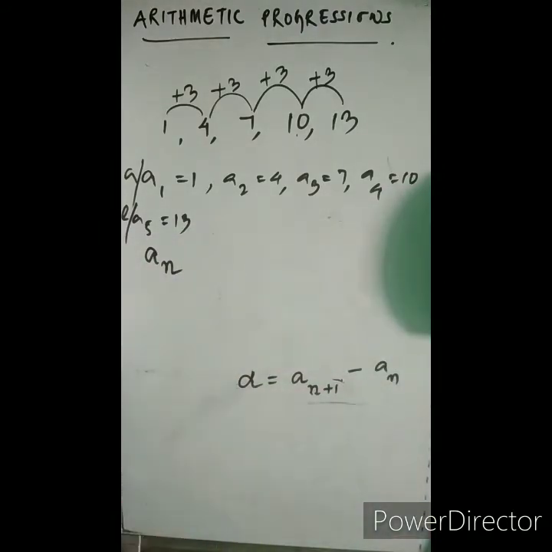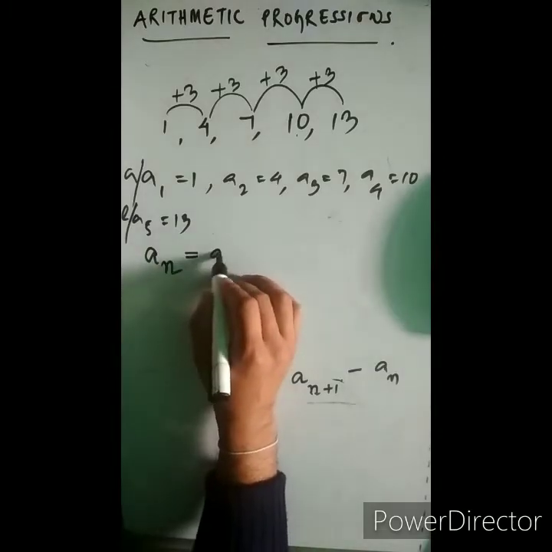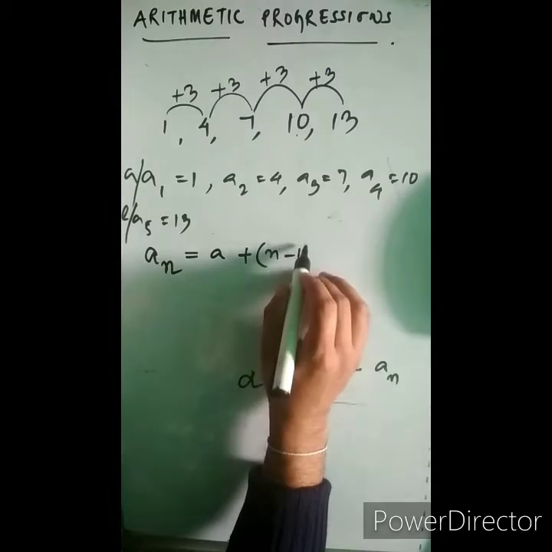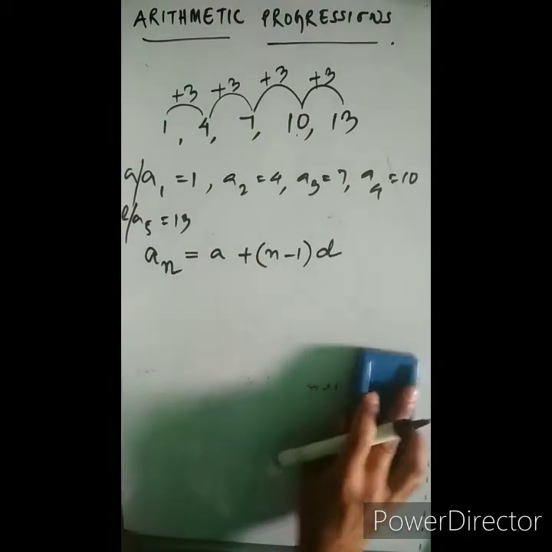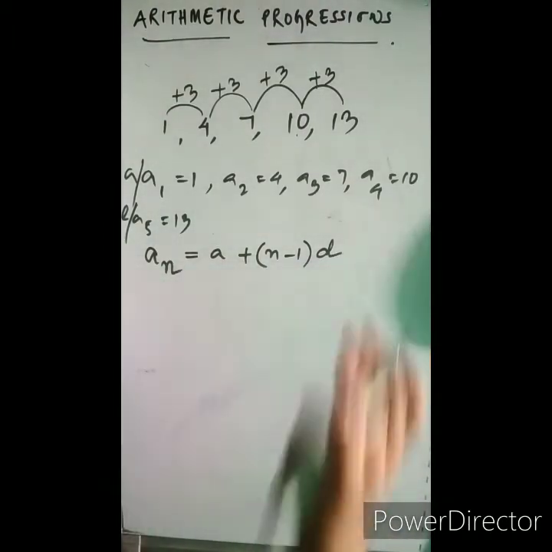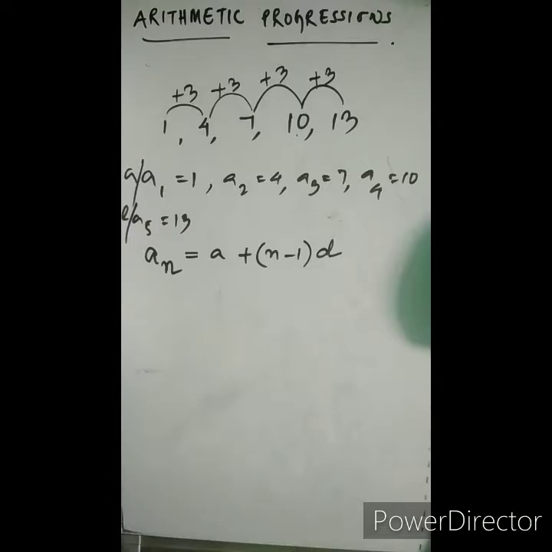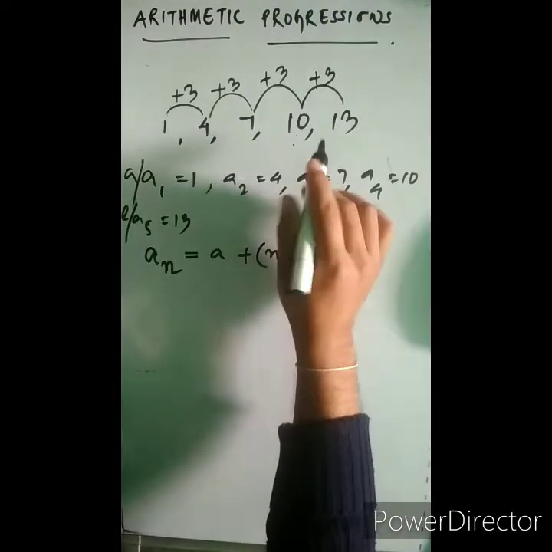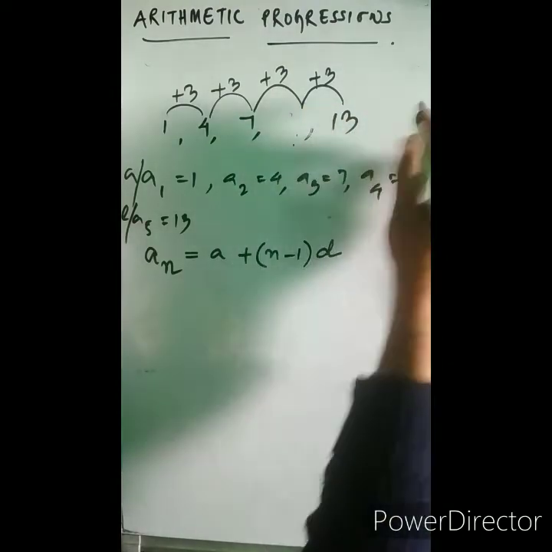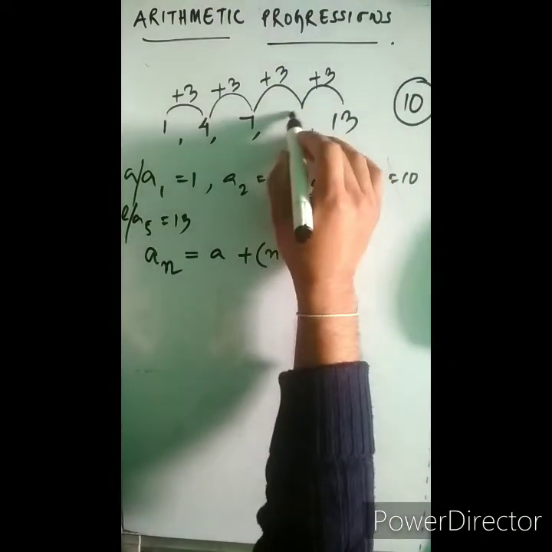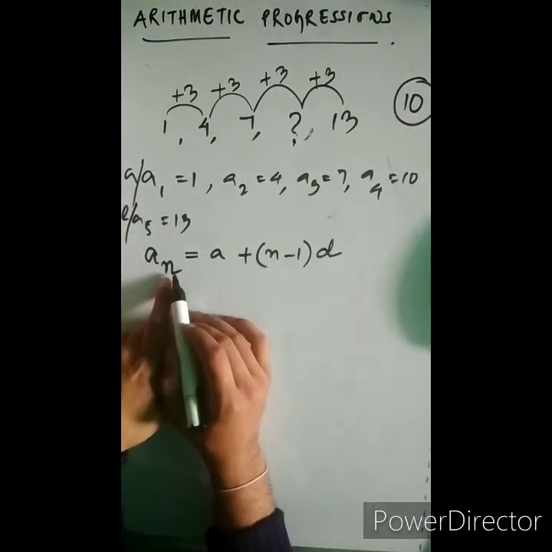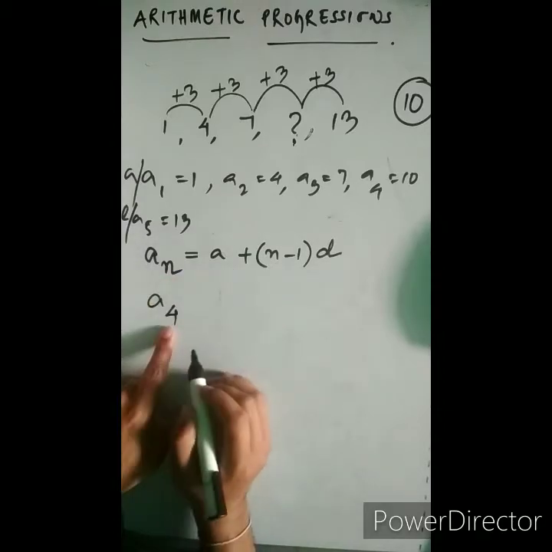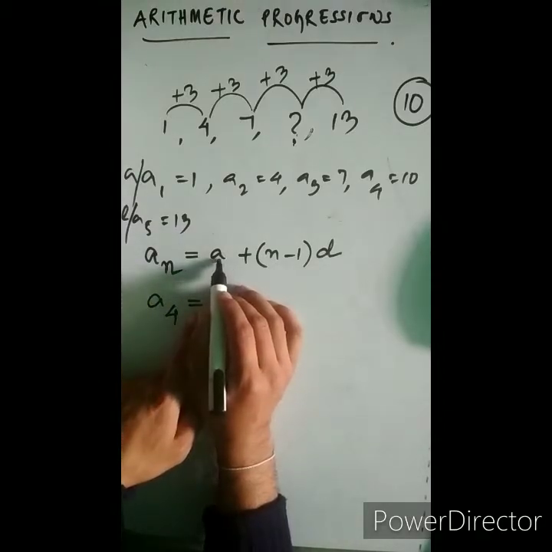Now, how do we find the nth term of the arithmetic progression? This will be given by a plus n minus 1 whole times d. So I'll just show you now. I want to find the fourth term. We have seen that it is 10. So let me write here, we're going to find the fourth term. Fourth term means in place of this n, you will write 4. a stands for the first term.